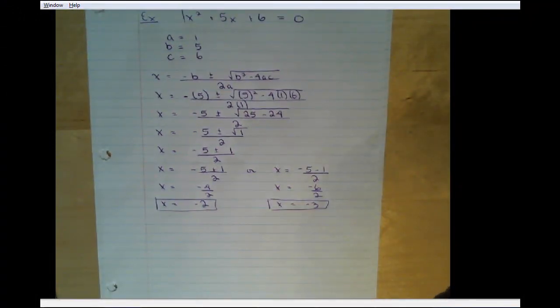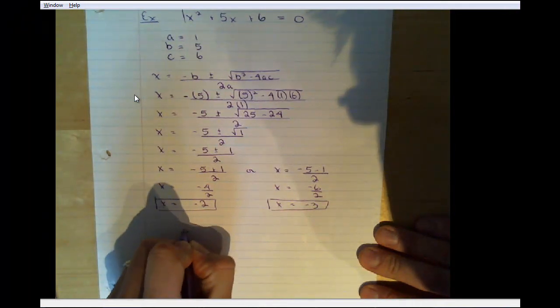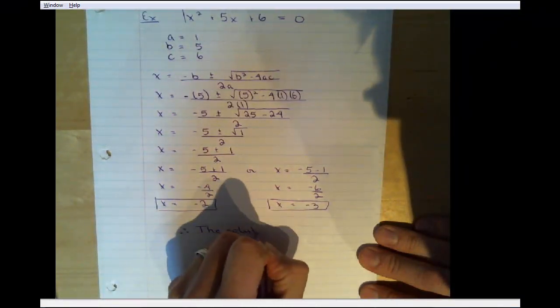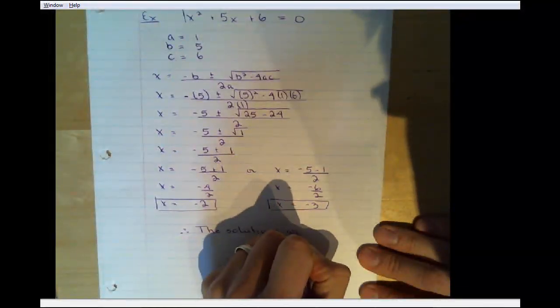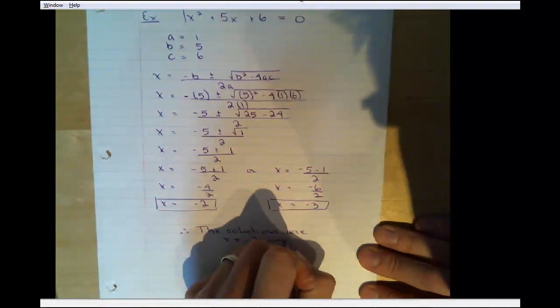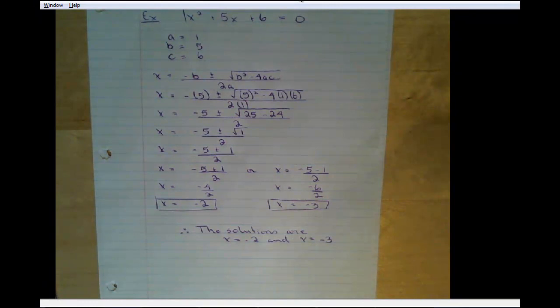Okay, x is equal to minus 2 and minus 3. Over here earlier, we used factoring, same answers, same two solutions. So the solutions are, okay.